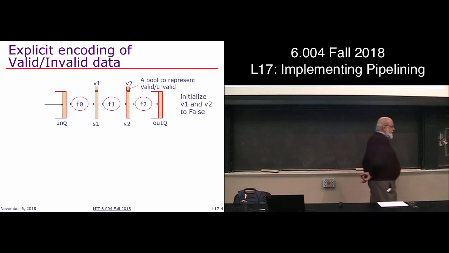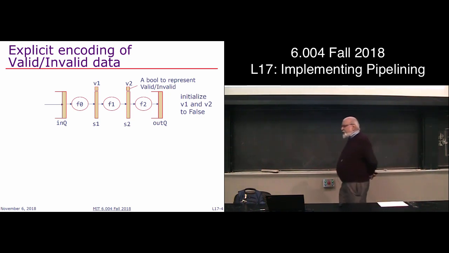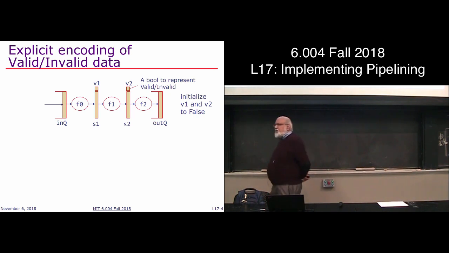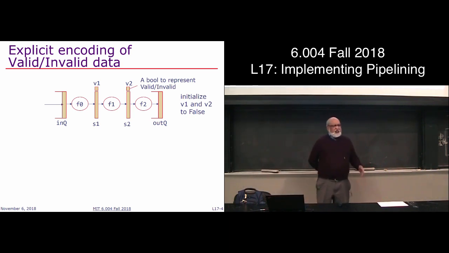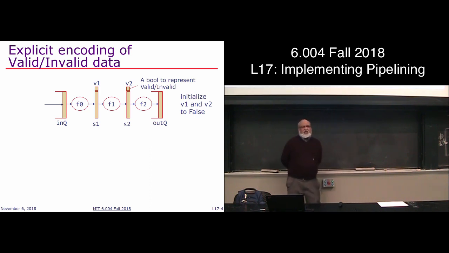So let me explicitly attach a bit to every pipeline register. So S1 has this valid bit V1 and the S2 register has valid bit V2 associated with it. If it's true, that means the register has something. If it's false, that means the register contains garbage. It's empty, it doesn't have anything in it.